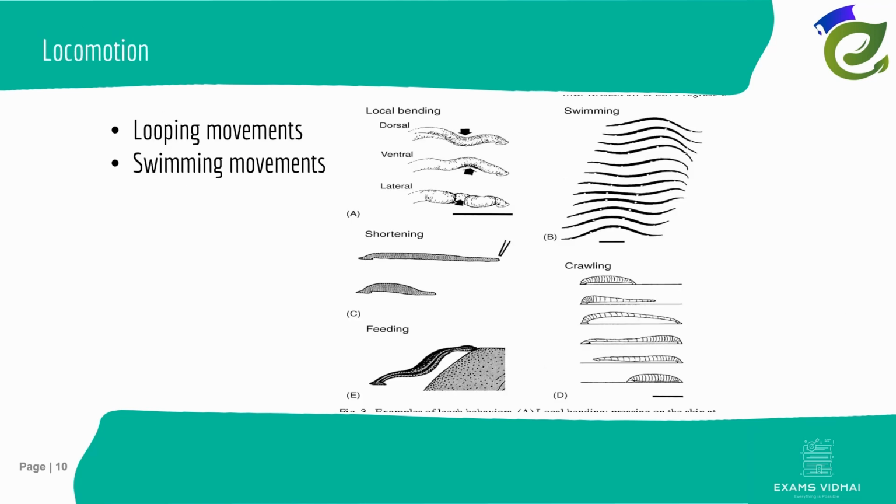Talking about locomotion in leeches, we have 2 types of movements, the looping movements and the swimming movements. The looping movement is also known as the crawling movement because it is brought about by the contraction and relaxation of muscles. The 2 suckers also serve for attachment during the movement on the substratum, while the swimming movement is an active movement performed by undulating movements in water.